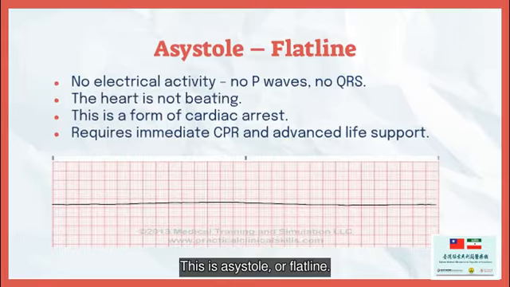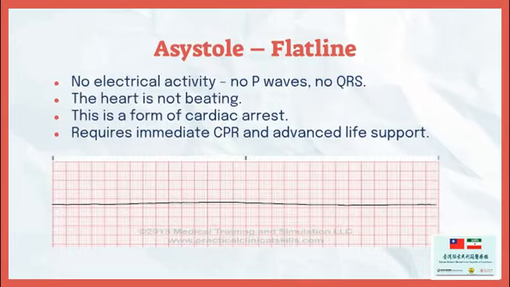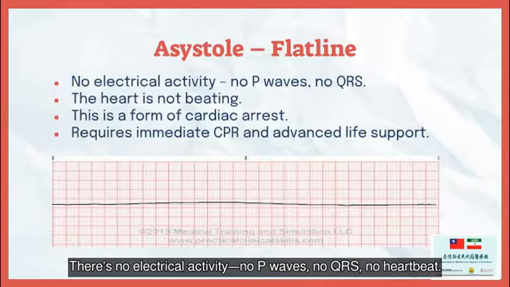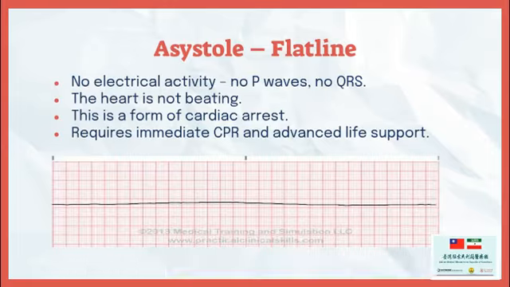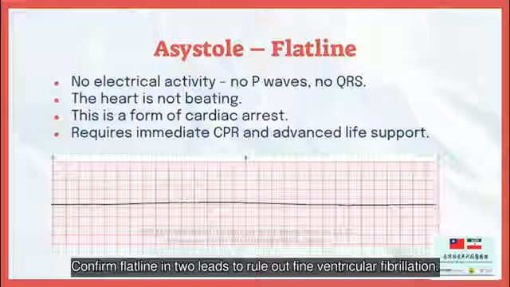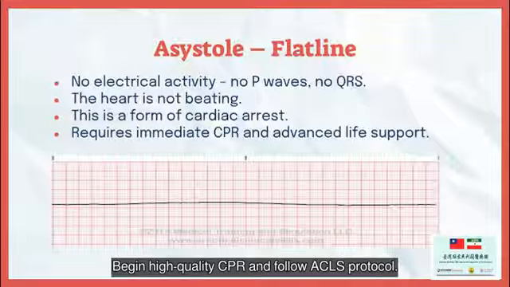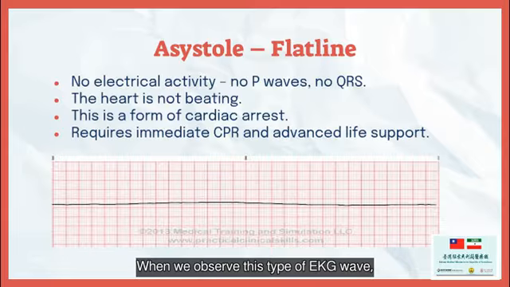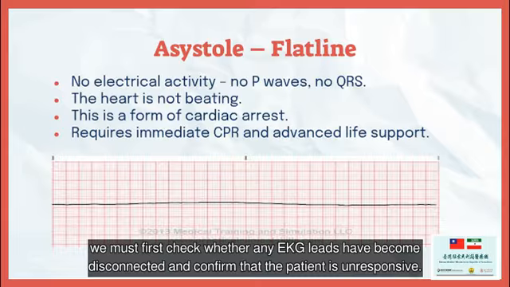This is asystole, or flatline. There's no electrical activity, no P waves, no QRS, no heartbeat. Confirm flatline in 2 leads to rule out fine ventricular fibrillation. Begin high-quality CPR and follow ACLS protocol. When we observe this type of EKG wave, we must first check whether any EKG leads have become disconnected and confirm that the patient is unresponsive.